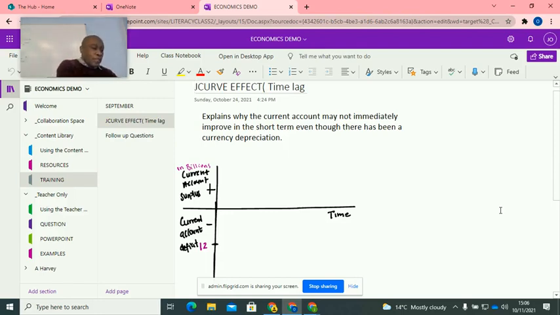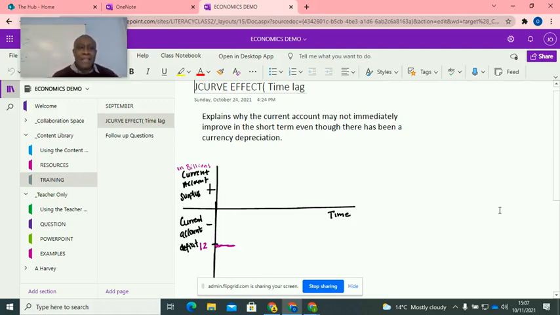So let's draw this. Let's assume that the nation is suffering with a deficit in the current account. You should go back and know what a deficit is. Now the nation has experienced a depreciation, so hopefully it's going to improve the current account. So let's stay here. It's right here. And then suddenly there's a depreciation. Now you would expect it to start to improve.